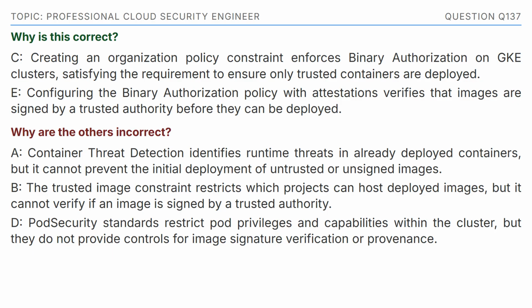A. Container Threat Detection identifies runtime threats in already deployed containers, but it cannot prevent the initial deployment of untrusted or unsigned images. B. The trusted image constraint restricts which projects can host deployed images, but it cannot verify if an image is signed by a trusted authority. D. Pod Security Standards restrict pod privileges and capabilities within the cluster, but they do not provide controls for image signature verification or provenance.